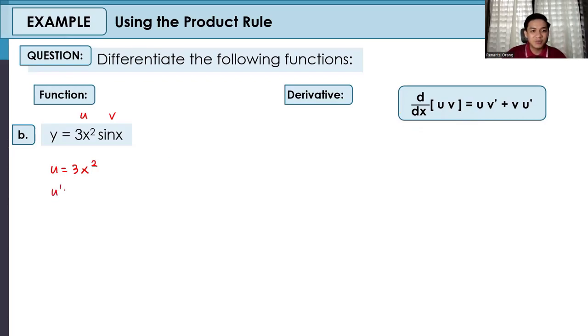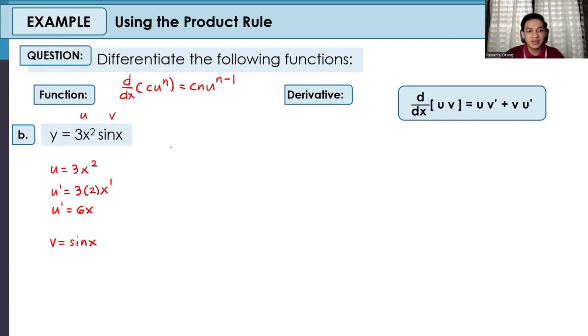In differentiating our u prime, gagamit po tayo ng constant multiple rule, that is the derivative with respect to x of our constant u^n is equivalent to constant n u^(n-1). So dito, copy-paste lang natin si constant, which is 3. Multiplied natin ng ating n, which is 2. U natin dito is our x, so copy. And then 2 minus 1 is 1. So dito, yung ating u prime is equivalent to 6x.